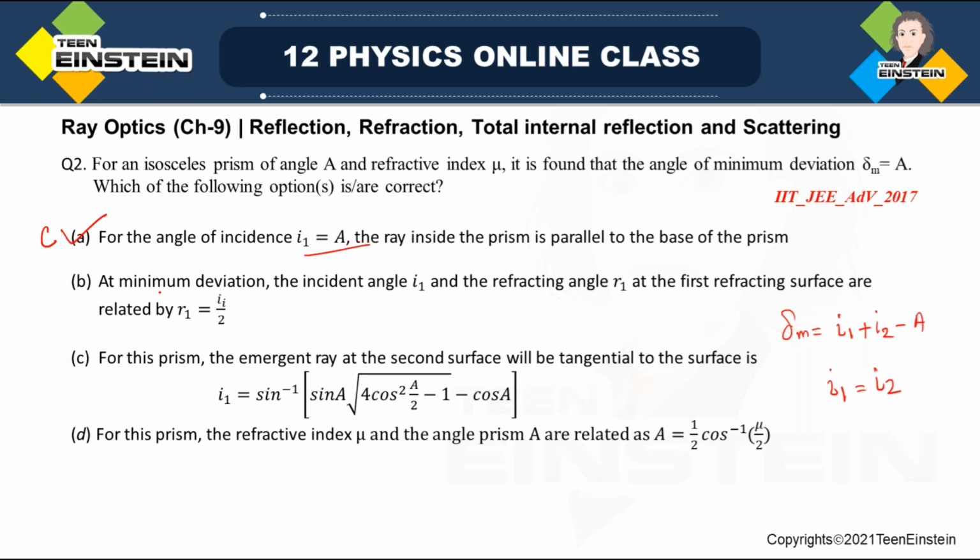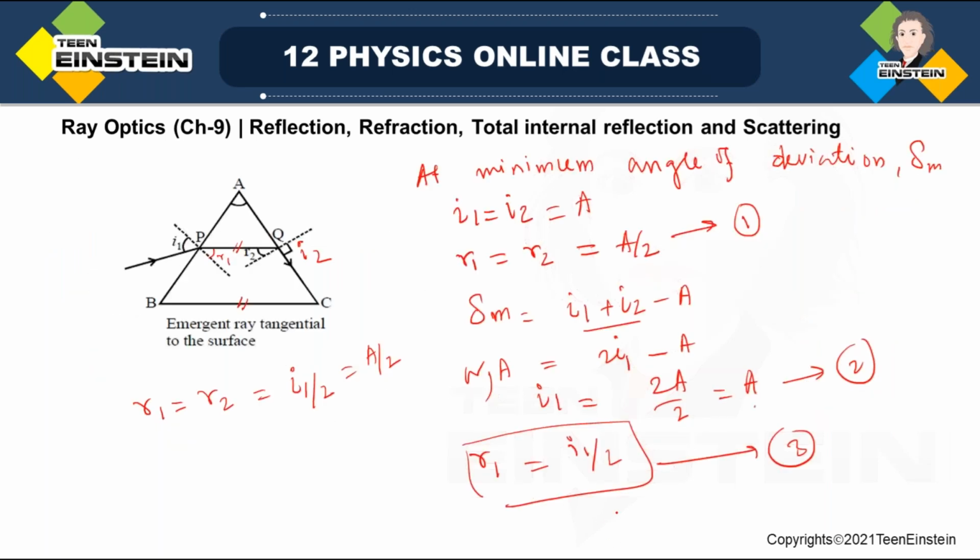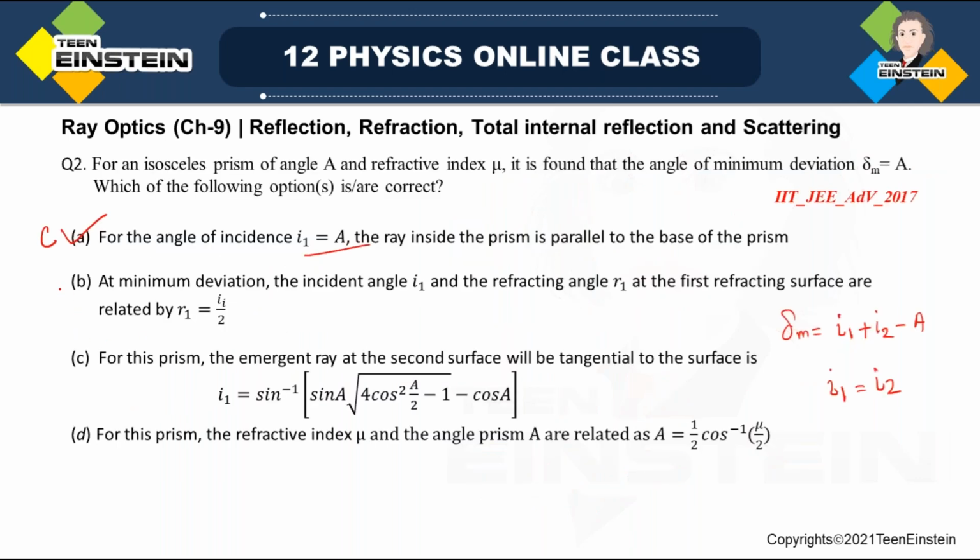The second option, let us see: at minimum deviation, the incident angle I1 and the refracting angle R1 at the first refracting surface are related by R1 is equal to I1 by 2. This I have also shown you here. R1 is equal to I1 by 2. So this is also true.